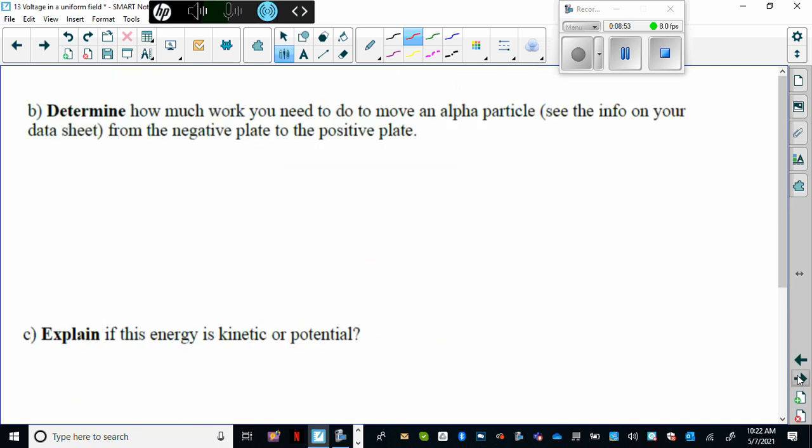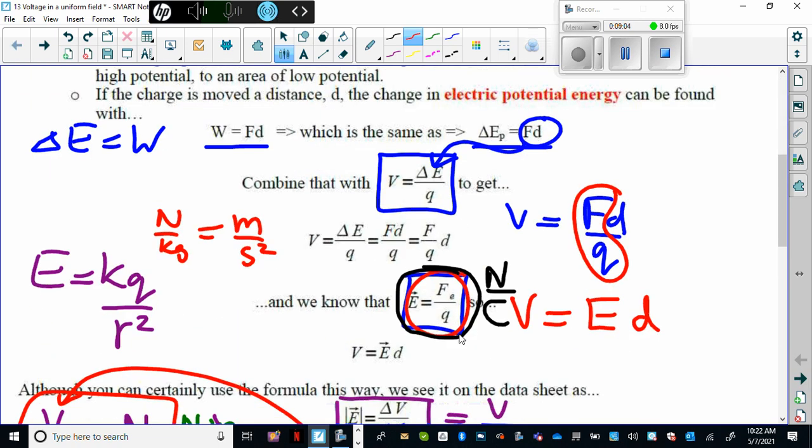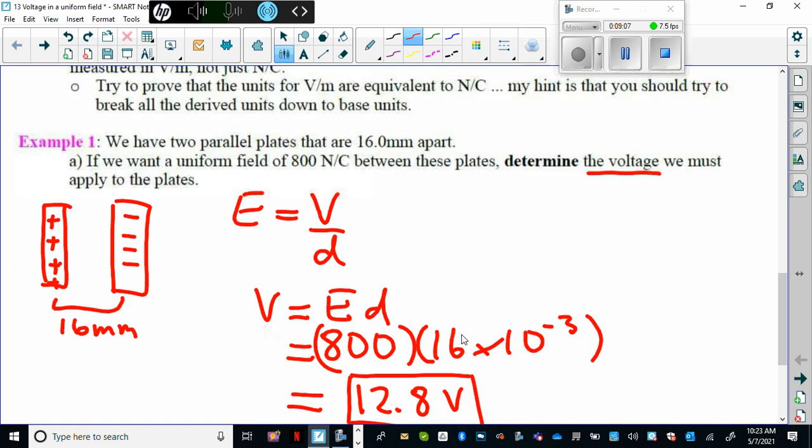B says determine how much work you need to move an alpha particle from the negative plate to the positive plate. So let's go back and look at our diagram. Here's your alpha particle right there, and we want to move it from the negative to the positive. We're moving it in the direction it doesn't want to go, because an alpha particle has a charge of +2. So we're going to have to do some work to move it against the grain, just like I have to do work to pick things up off the ground, working against gravity.